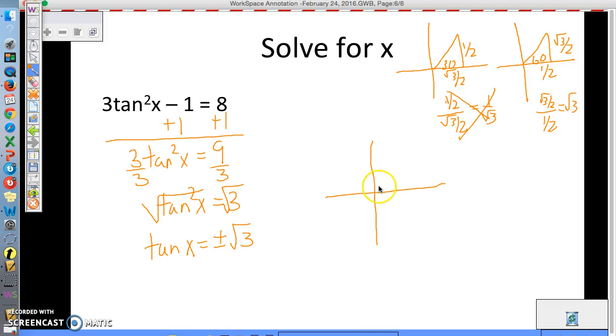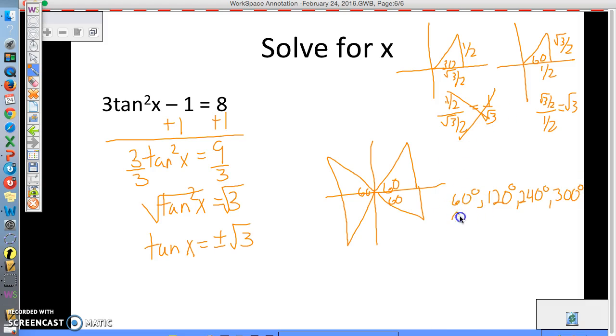So it's all these 60-degree ones, because it can be plus or minus. So we have quite a few of them here. So we have 60 degrees, 120 degrees, 240, and 300. And now let's just say you needed it in radians. Well, this is pi over 3. 2 times 60, so 2 pi over 3. 4 times 60, so 4 pi over 3. And this would be 5 pi over 3.